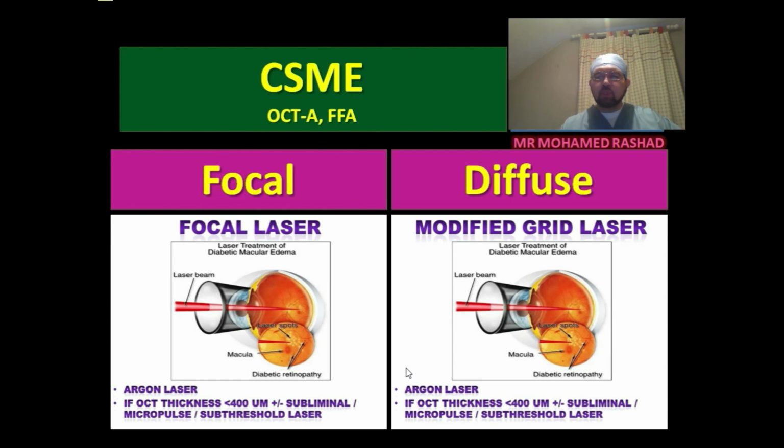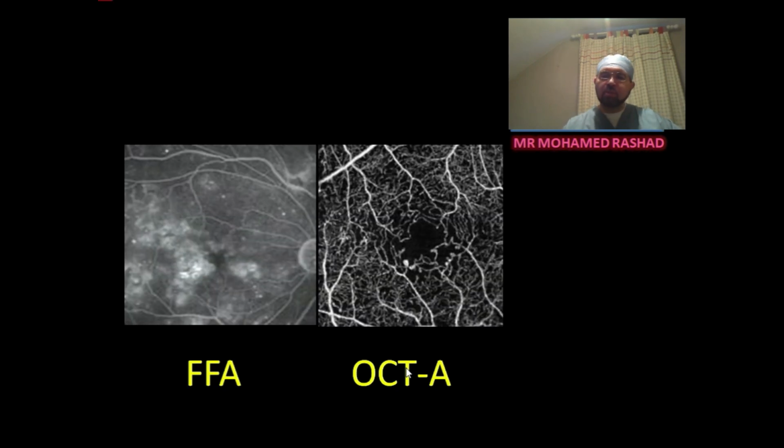And it is better for this subliminal or micropulse laser to be used if the thickness is less than 400 microns in this area. So as we said, we can use OCTA or FFA. It is not mandatory, but it can guide you about the foveal avascular zone and the ischemic areas to avoid this while doing the laser.